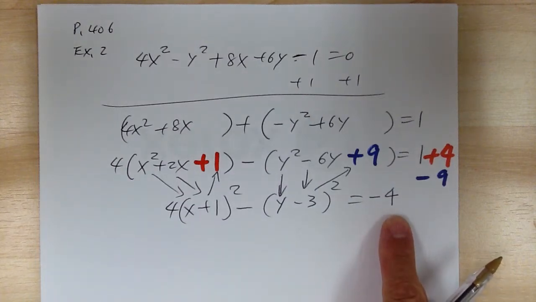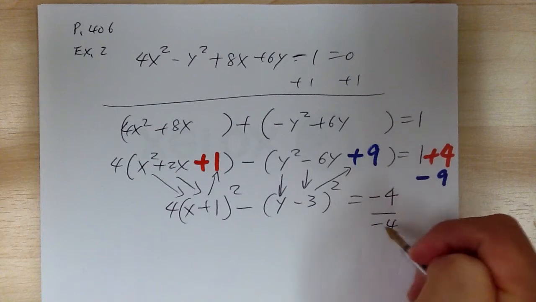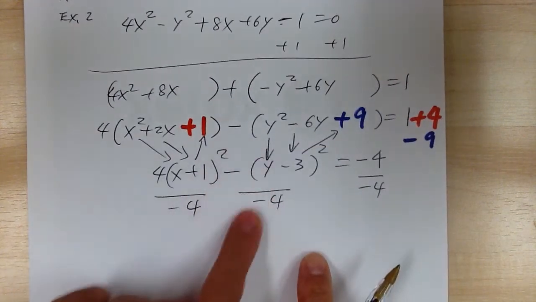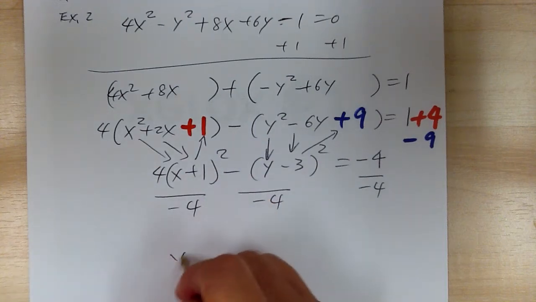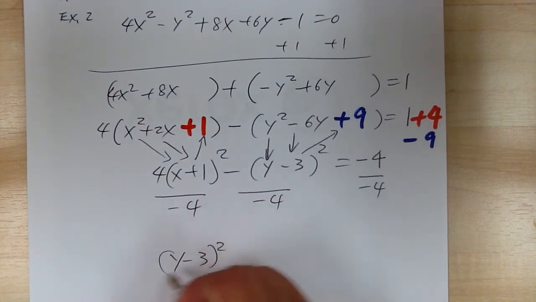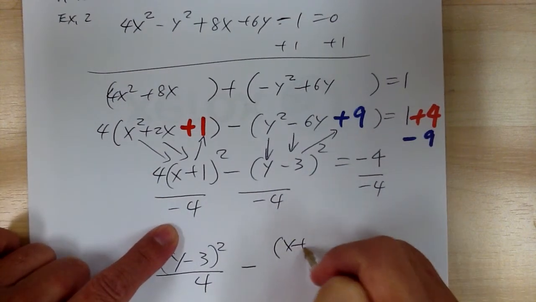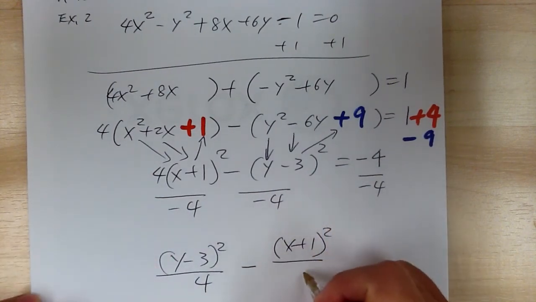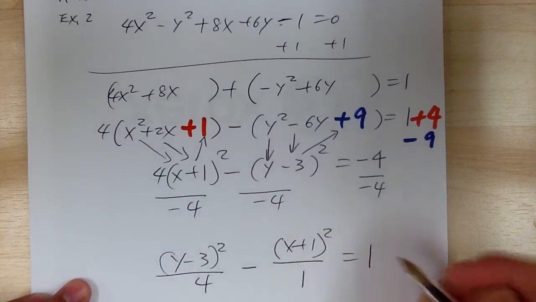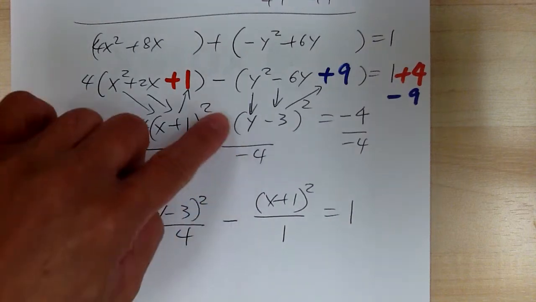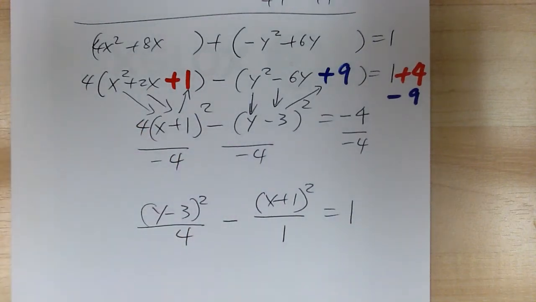Now you have to make it into standard form. So you need to divide by negative 4, divide by negative 4, divide by negative 4. So you're going to switch these. You end up with y minus 3 squared over 4 minus x plus 1 squared over 1 equal to 1. Again, because it was negative, you have to put it in the back. This is positive, so switch it to the front. Okay, so that's your equation.